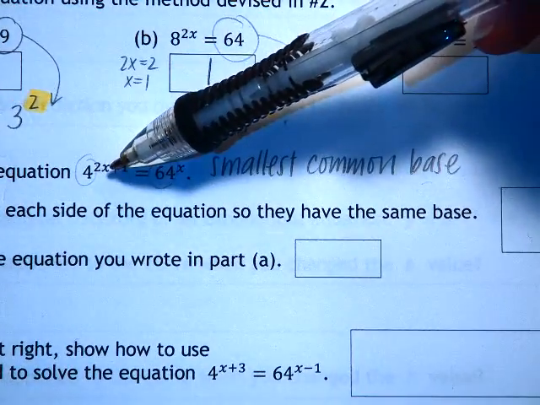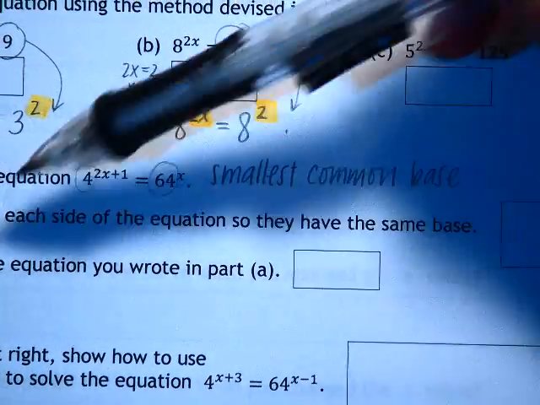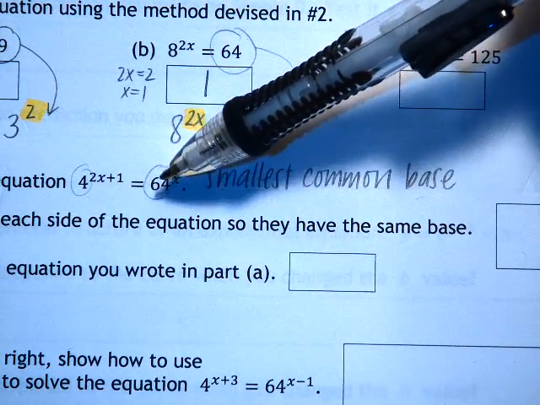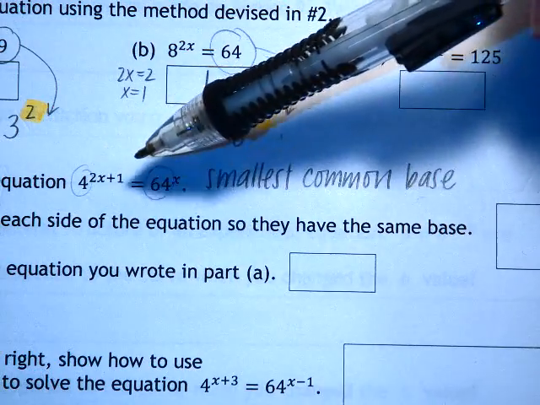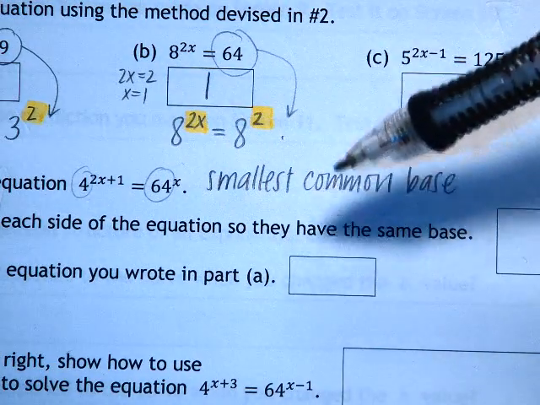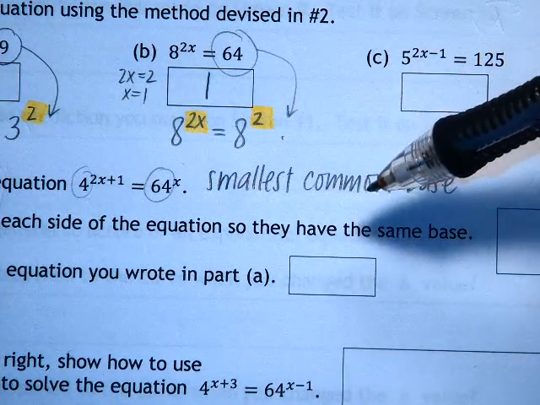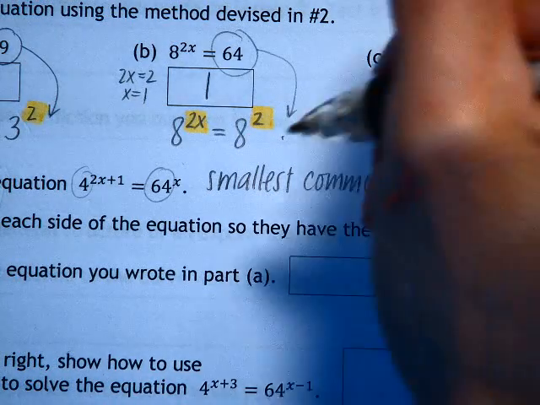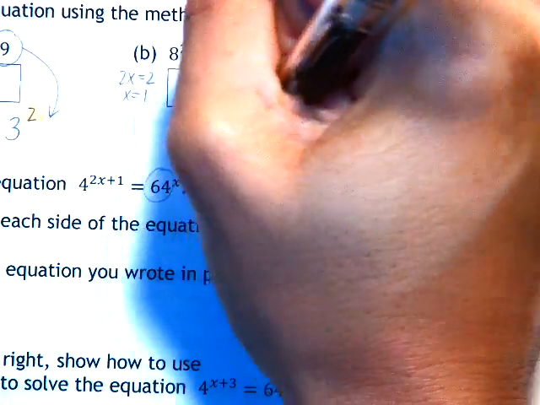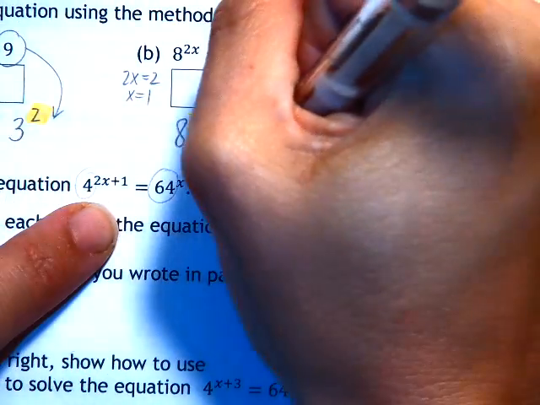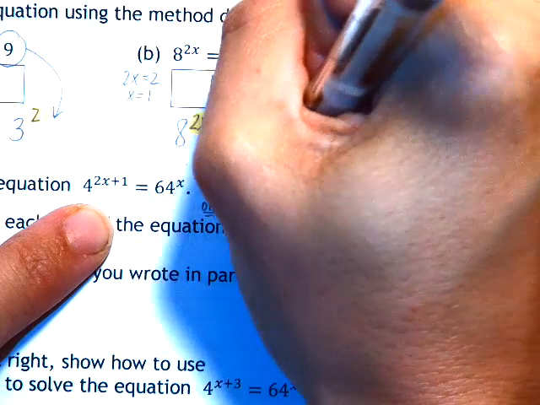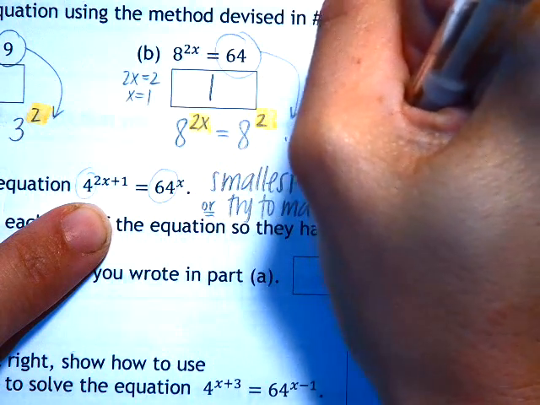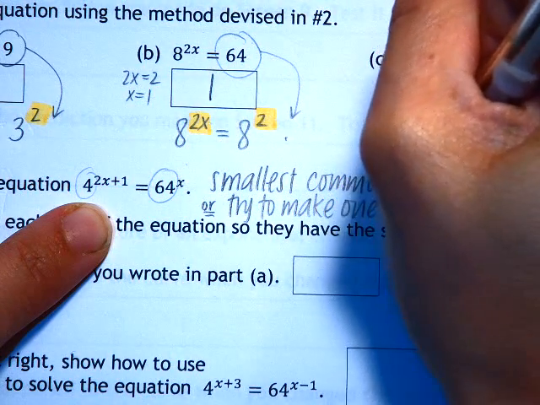Now I could also make a common base by changing both of them. I could make 4 into 2 squared, and I can make 64 into 2 to the 6th. So you can basically find any common base that you want to. The general rule of thumb is go small, like I said. Or another rule to follow, if you want some guidelines, try to make one look like the other. And I'll write that out just so that you have some sort of notes.